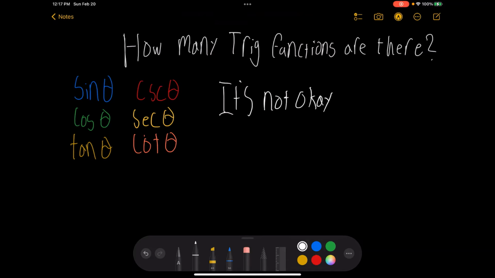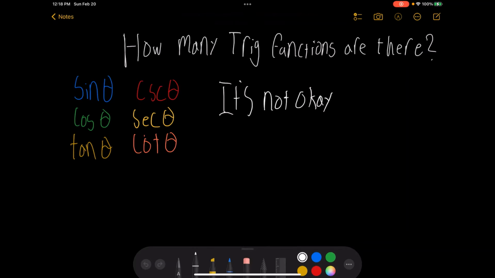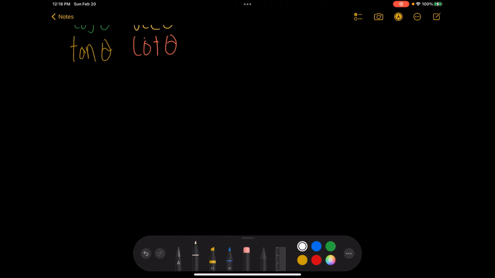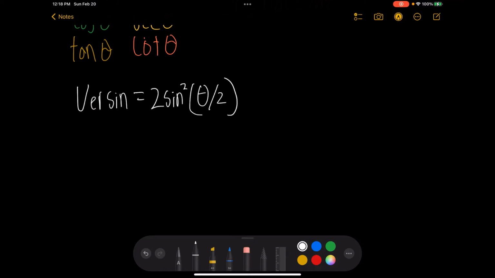If you just Google it, I found on a website called John D. Cook Consulting that there are at least 12. How fun. Let's look at some of these beautiful 12 of them. The first one we have is versine. Gotta love versine. That's going to equal 2 sine squared theta over 2. So useful. I'm sure you'll encounter this one quite often.